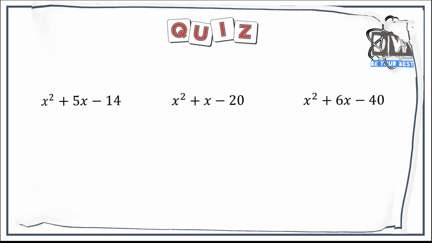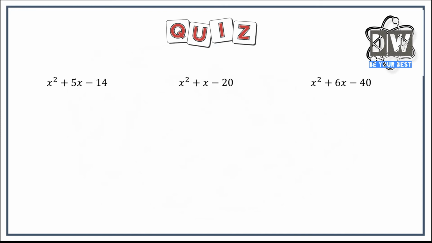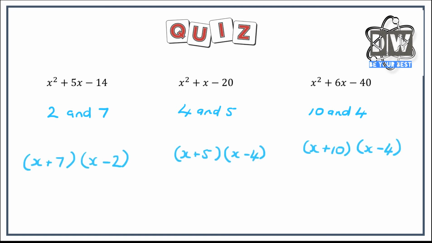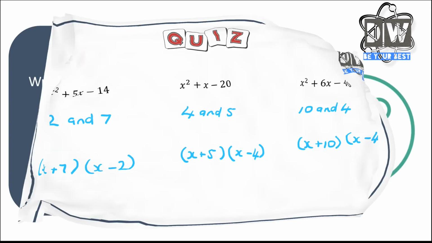All right, so here goes our answers now. The first one, the two numbers that we were going to use were 2 and 7. On the second one, it was 4 and 5. And on the last one, it was 10 and 4. Use our brackets. Make sure you've got them around the right way. So we have got plus 7 and minus 2. On the second one, it's plus 5 and minus 4. And on the last one, it's plus 10 minus 4. Did I get that right? I think I got that right. Anyway, hopefully you've done amazingly well.